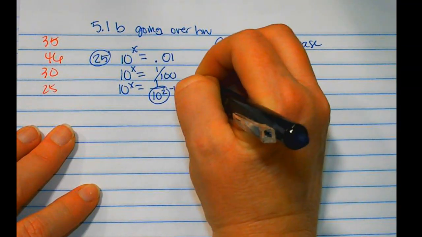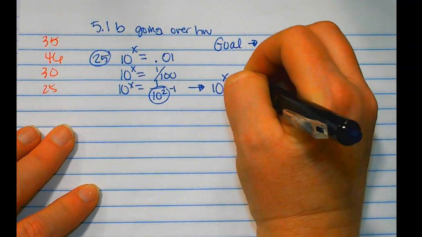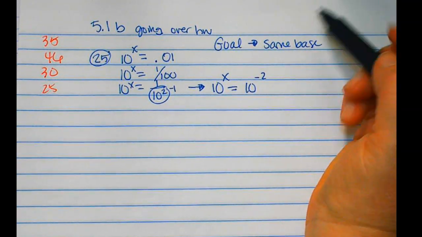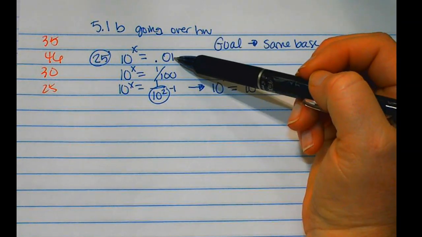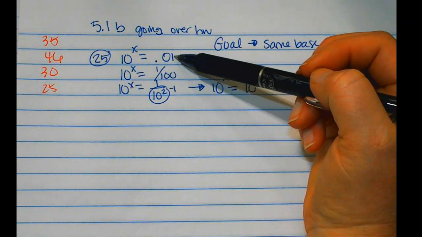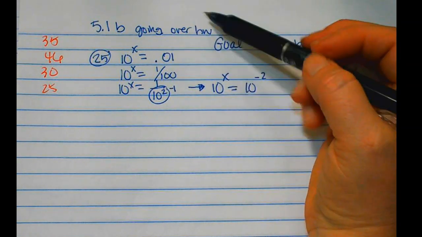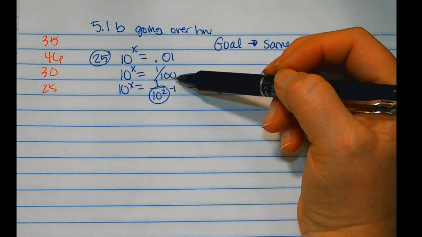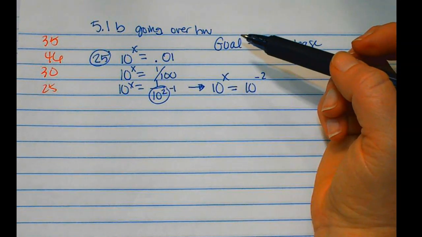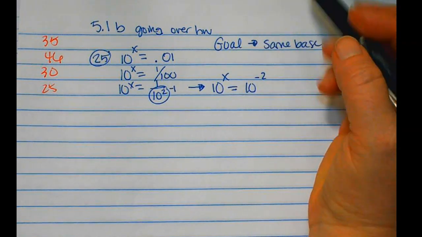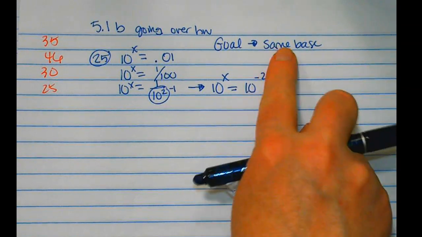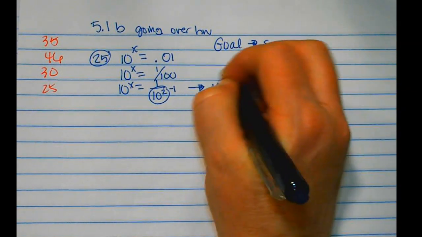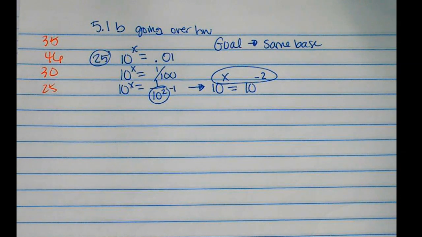So if I say 10 to the x equals 10 to the negative 2, 10 to the negative 2 is equivalent to 0.01. So some people can do that because they can think through this in their heads. Others of us need to see it as 100 and then squared and then move it. And either way is perfectly fine. But now that we have the exact same base, we can just say this is our answer. X equals negative 2. Get the same base.